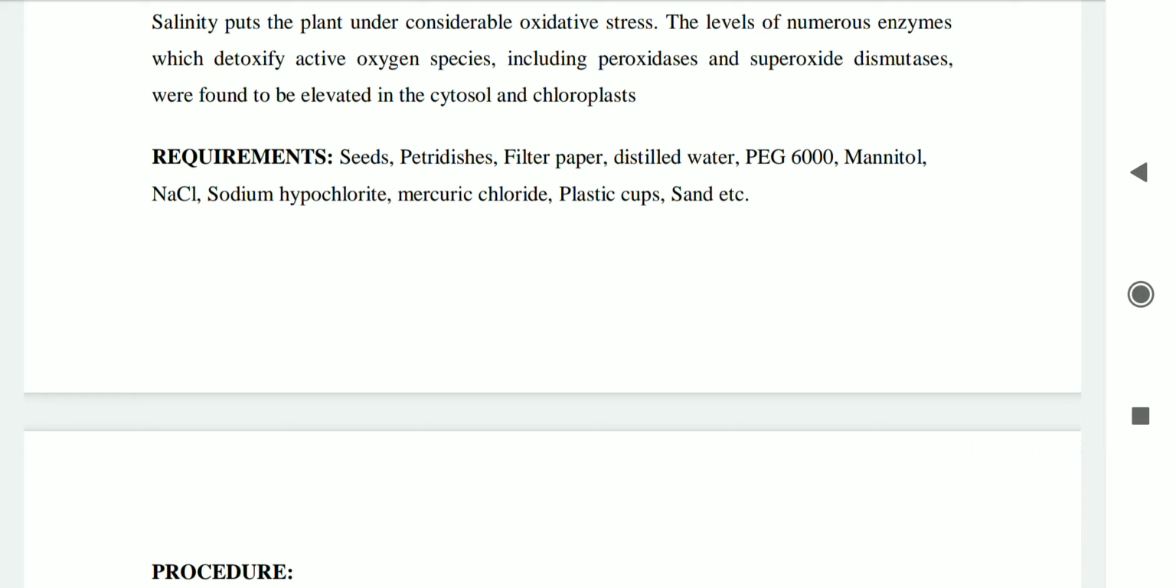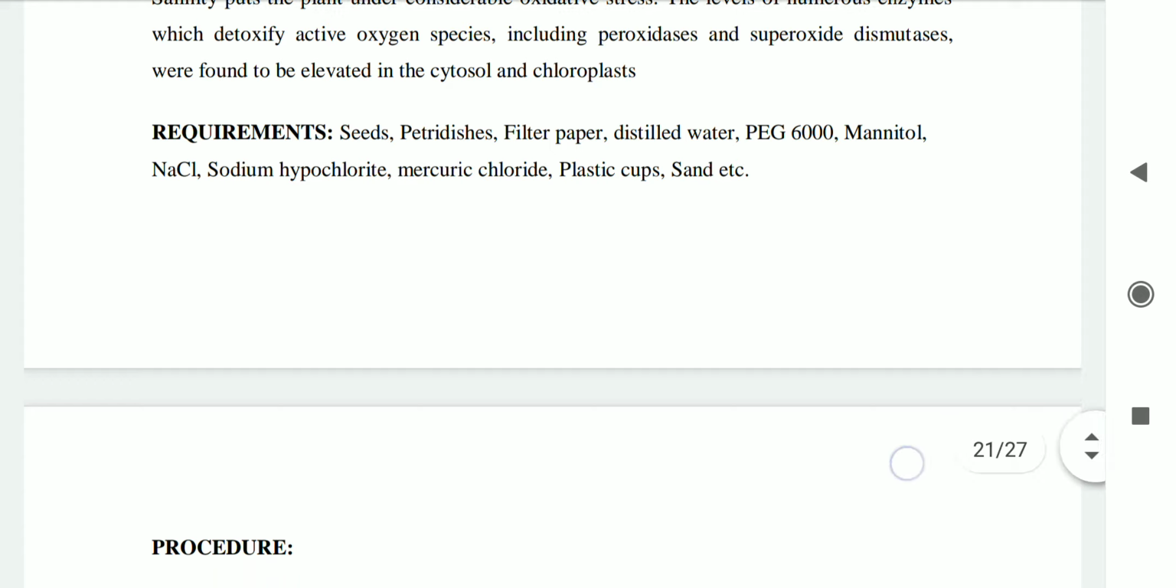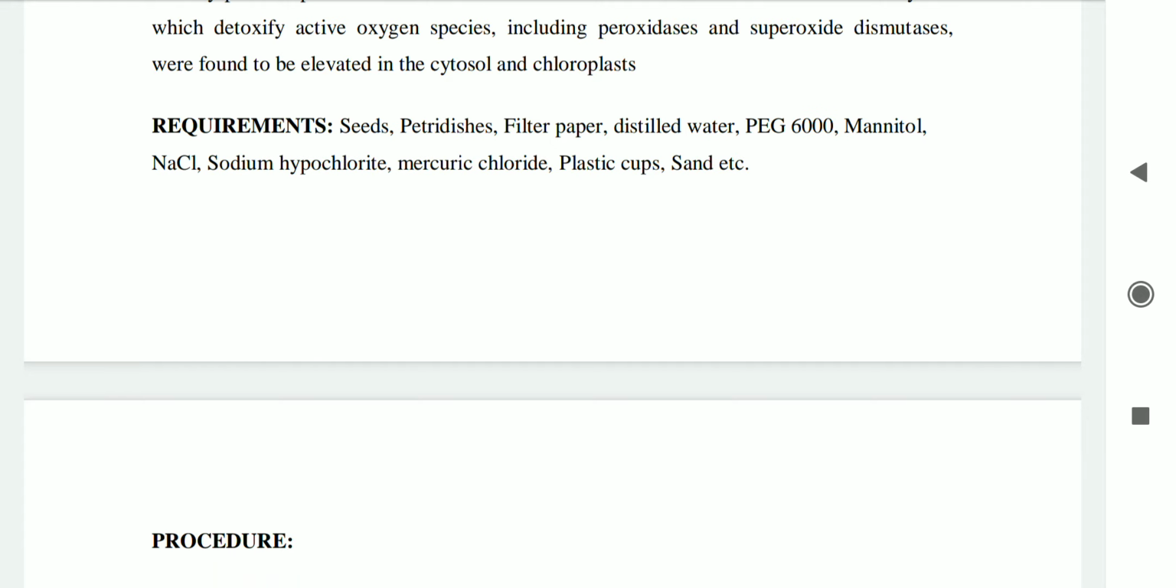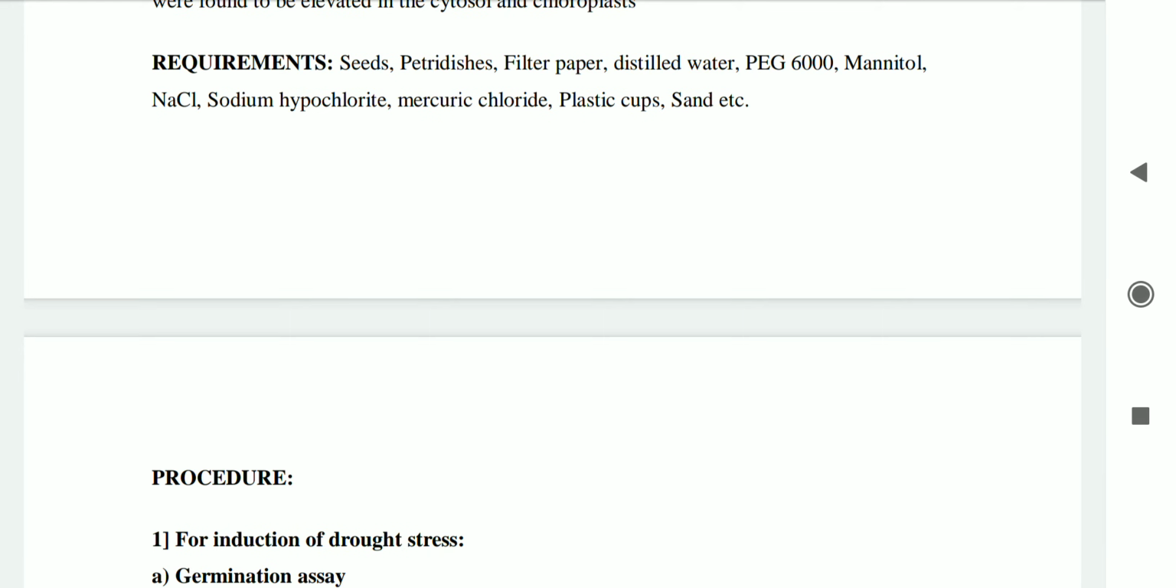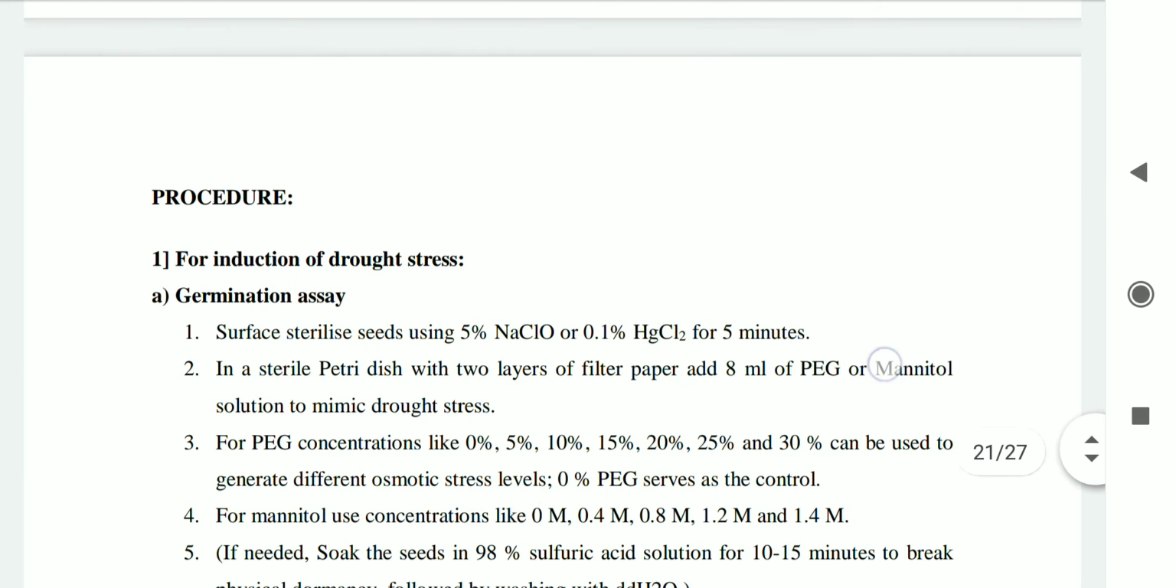Requirements are seeds and petri dish. You can take simple seeds like mung beans or wheat or rice. Generally mung beans would be preferred. Then petri dish, filter paper, distilled water, PEG 6000, mannitol. PEG 6000 and mannitol would be simulating drought conditions. Then sodium chloride, sodium hypochlorite, mercury chloride, plastic cups, and sand or soil, etc.